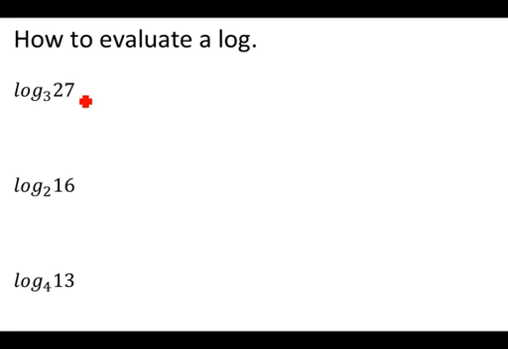So sometimes you might be able to just ask that question in your head, try to figure out the answer, and say to yourself, what exponent would I put on a 3 to get 27? Well, 3 squared is 9, 3 to the third power is 27, 3 is our answer.